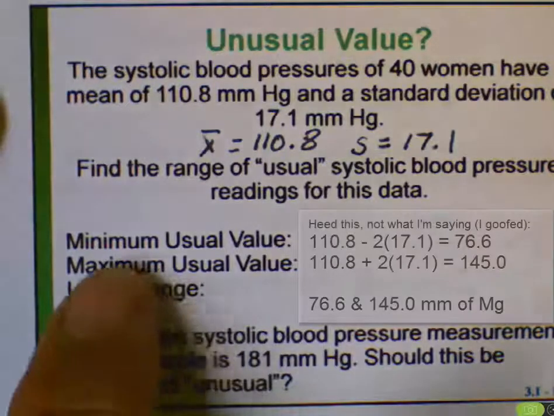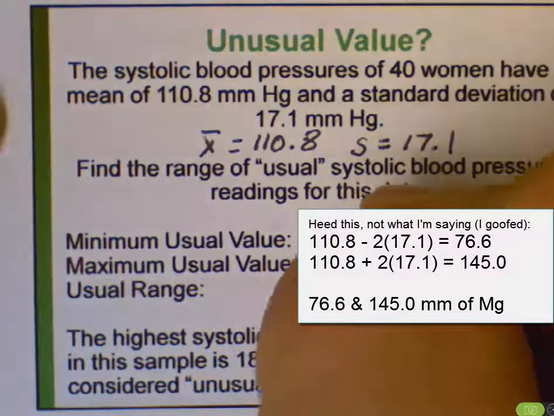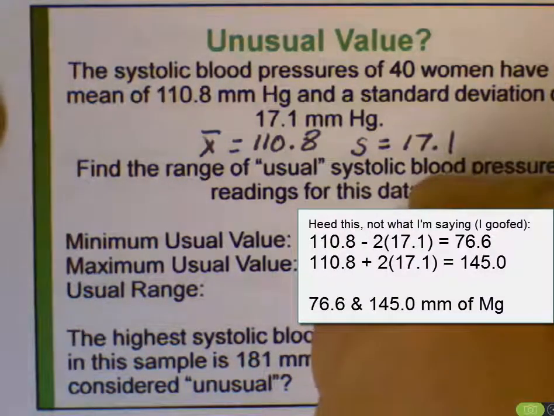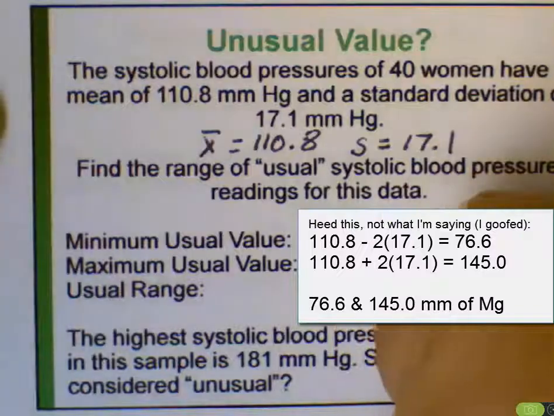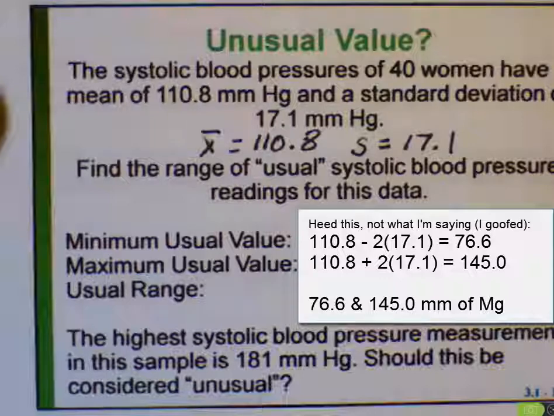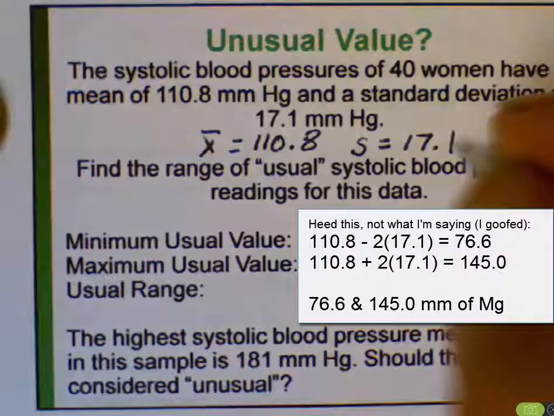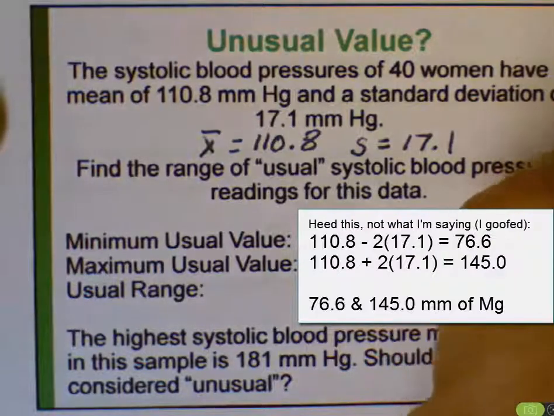The lowest usual blood pressure reading would be 110.8 minus 2 standard deviations. That's 110.8 minus 34.2, and that's 76.6.